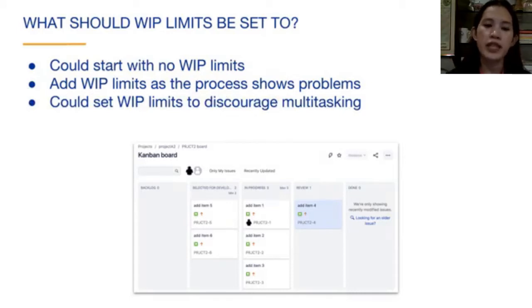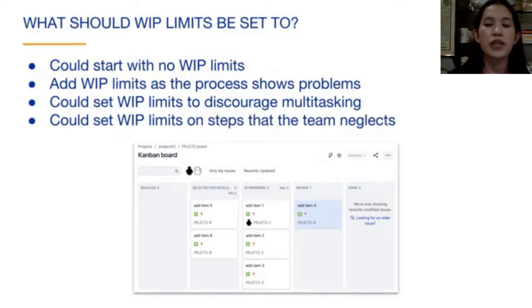For example, if the team has 7 members, you might want to set limits so that each member is working on only one issue at a time. You could also set work in progress limits on the steps that the team tends to neglect. For example, this workflow has a review status after the in progress status. This step ensures that other team members have looked at the work before it is considered done. If you find that issues are piling up in the review column, you can set a maximum limit on that column to ensure that the issues flow all the way to the done step.